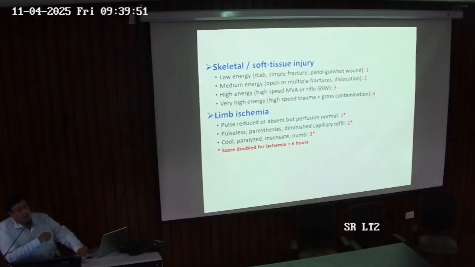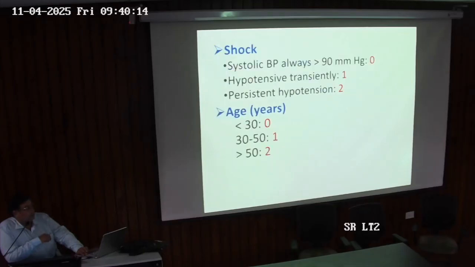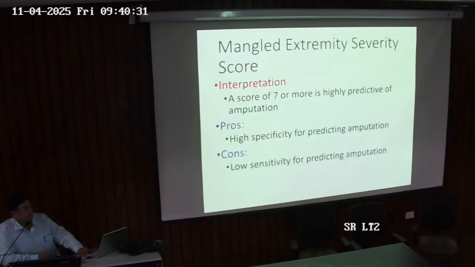We can prick the skin with a needle and bleeding may come. So if the pulse is absent, but these signs are present, the skin is pink, warm, and there is bleeding on pinprick, then shock should be managed before we test for the perfusion of the distal part. Then age, if less than 30 or more than 50.